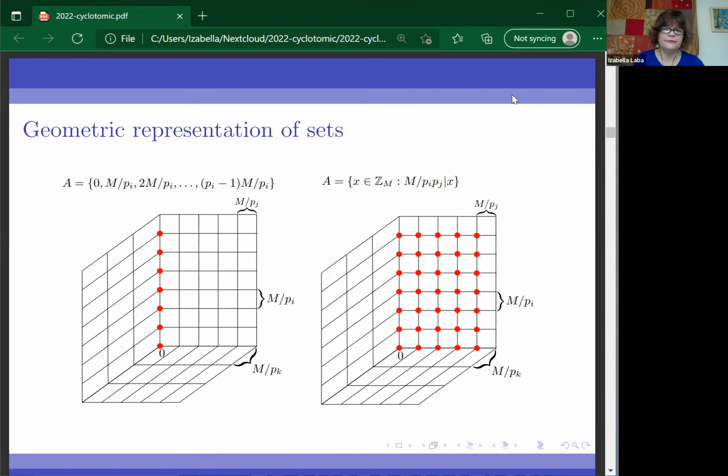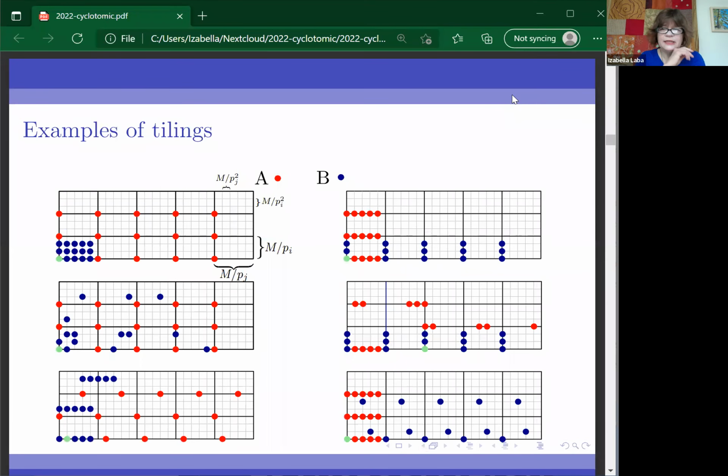Here's an example of how we represent sets in several dimensions. So for example, we have an arithmetic progression of step M over p_i. Here, this belongs to something that we call a grid at the top level. On the right, you have also an arithmetic progression, but this has step M over p_i p_j. So that's the sort of thing we're going to be doing. And so here are some examples.